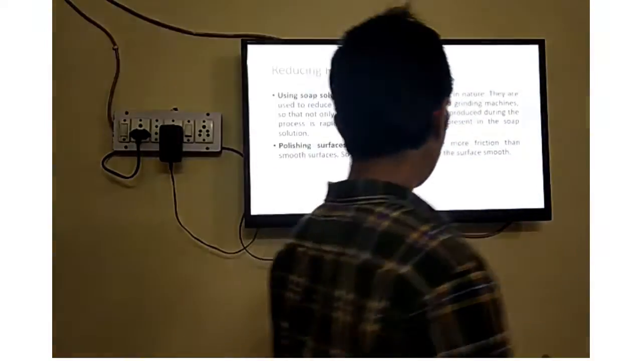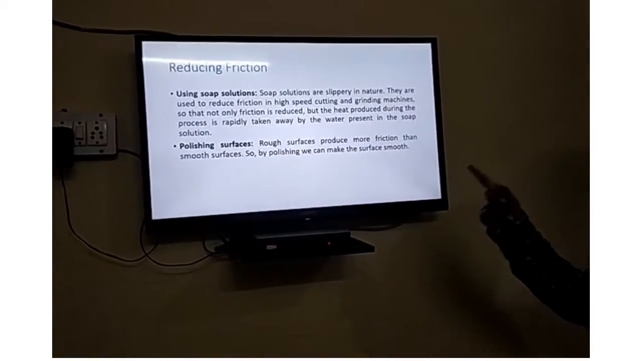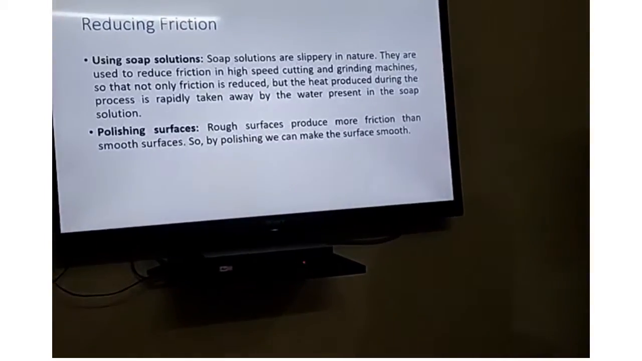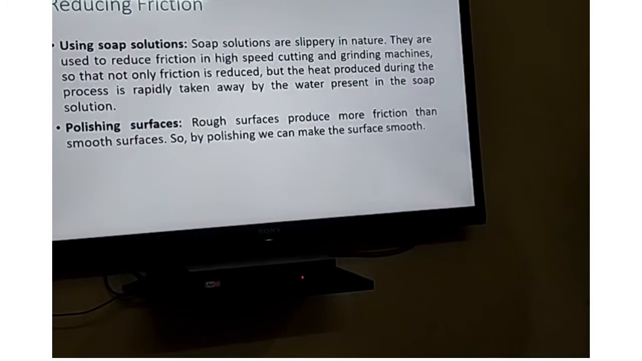Another method to reduce friction is polishing surfaces. Rough surfaces produce more friction than smooth surfaces. As you have already seen in the experiment, rough surfaces produce more friction than the smooth surfaces. So, by polishing, we can make the surface smooth.